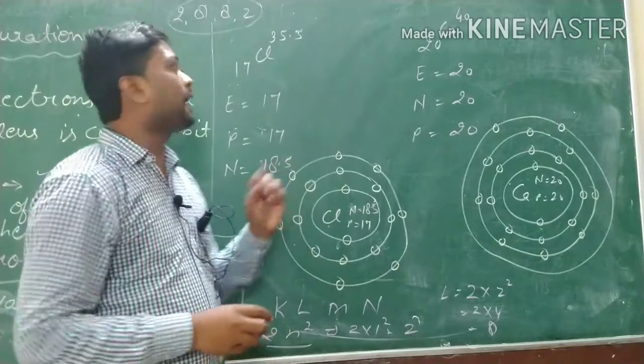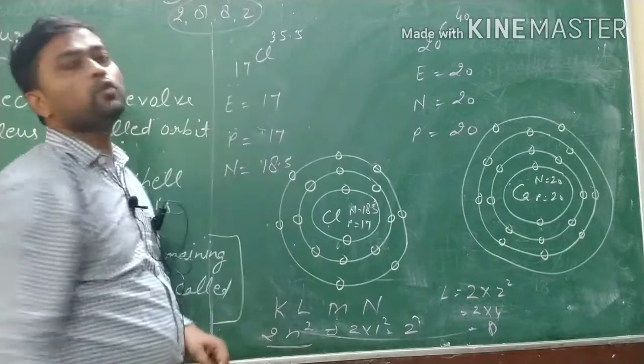Now how can we draw? I have told you that in the first orbit there will be 2 electrons.